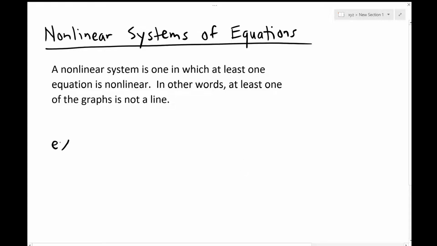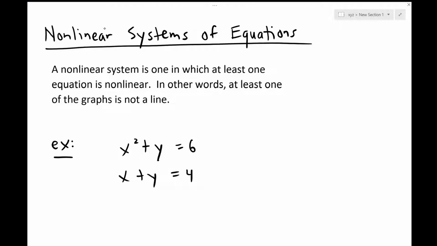To see how this works, let's take a look at an example. Suppose I had the system x squared plus y is equal to 6, and x plus y is equal to 4. I highly recommend that when we start solving a system of equations like this, where we have at least one equation that is not a line, that we graph the system first. That's what I'm going to do here.